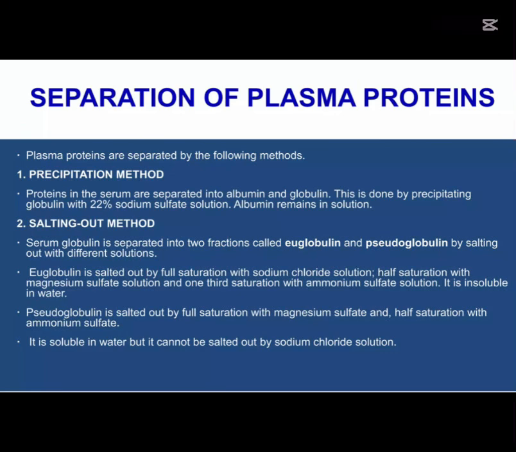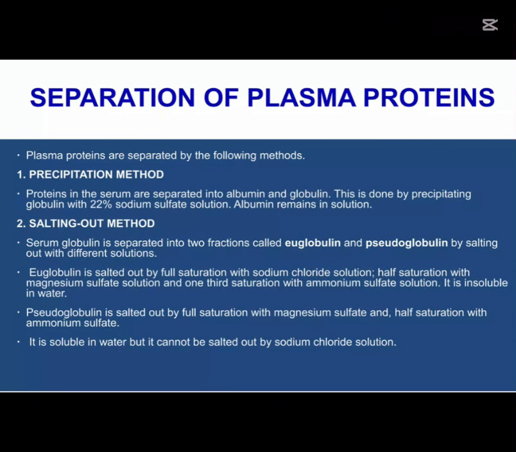The next one is salting out. So how does salting out work? Salting out is used to separate the serum globulin. I said the first one is the precipitation method, which is used to separate albumin from globulin. So when you use sodium sulfate, you can separate albumin from globulin, like take away globulin from there. Now in this salting out method, you can separate globulin into two different fractions.